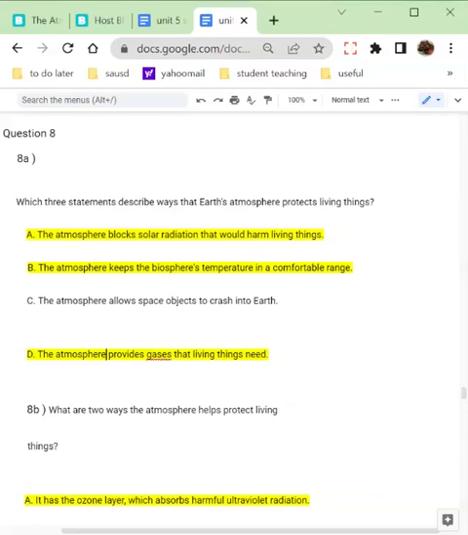And then one more thing that the atmosphere does is it provides gases that us living things need, like oxygen for us to breathe, or carbon dioxide for plants to breathe in. So yeah, you have to pick all 3, otherwise you'll get this wrong.